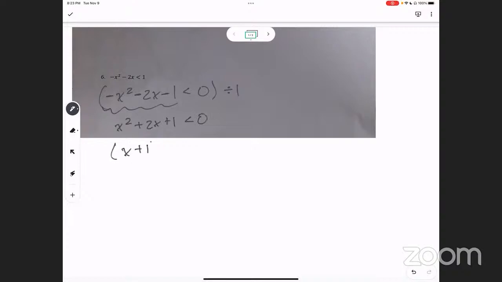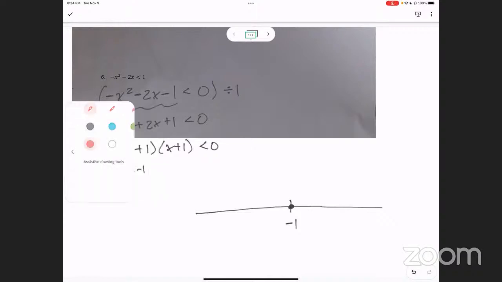So it's x plus 1 times x plus 1, right? Or x plus 1 squared. So the way your teacher might want you to do it is to put -1 on the number line, so you can see that x equals -1. That's your only zero. You follow what I'm saying? Yes. Okay. When you plug in -1, you want to find out what the sign is of values to the left and to the right of it.